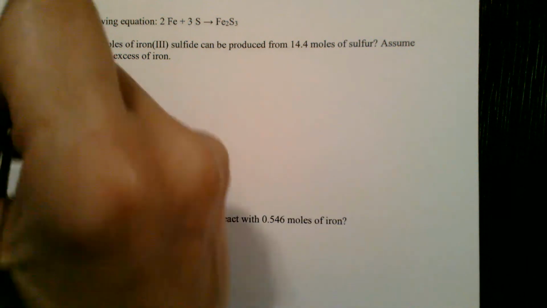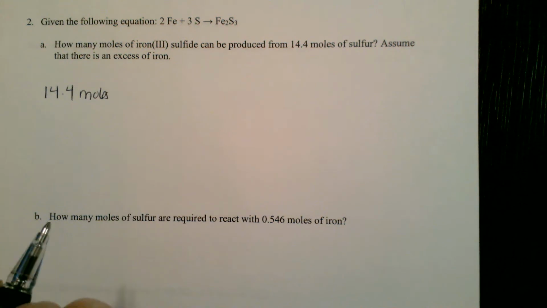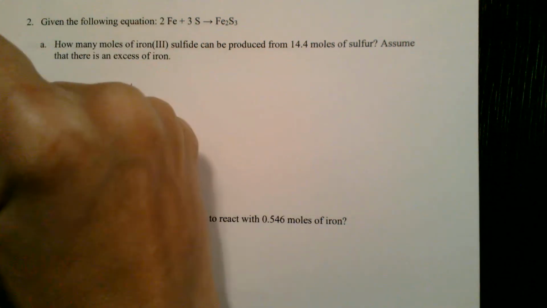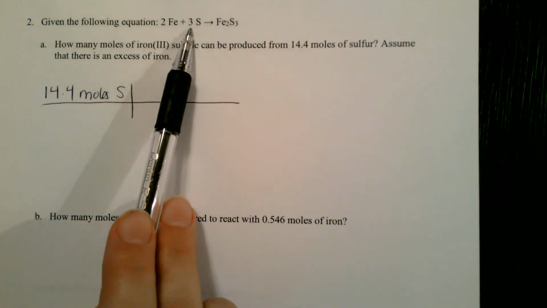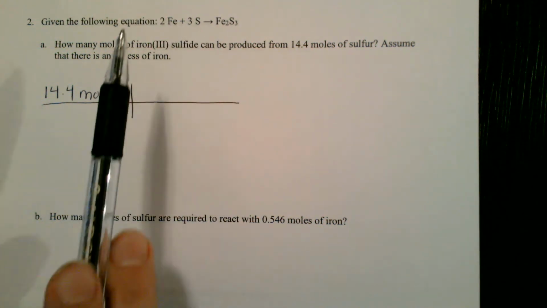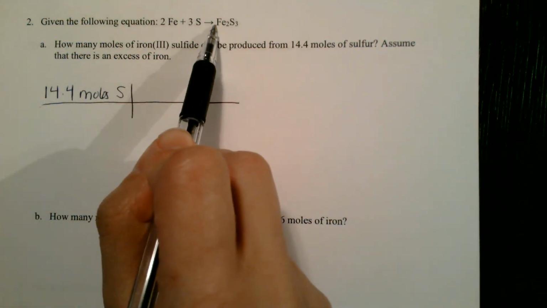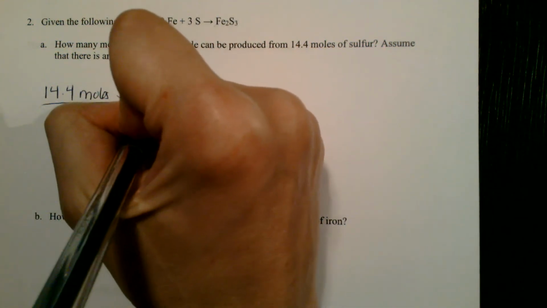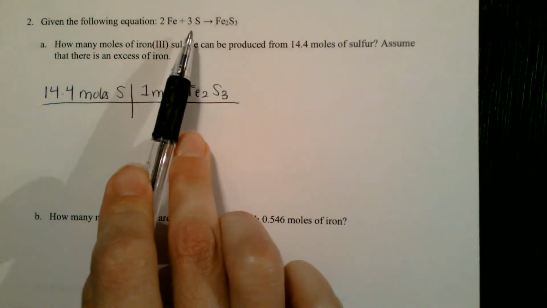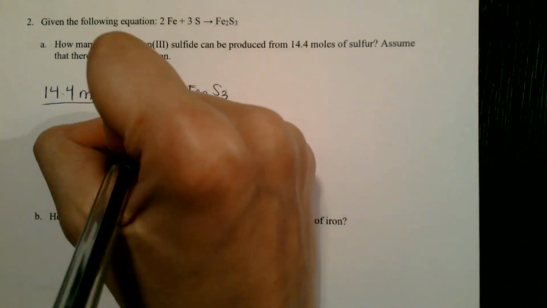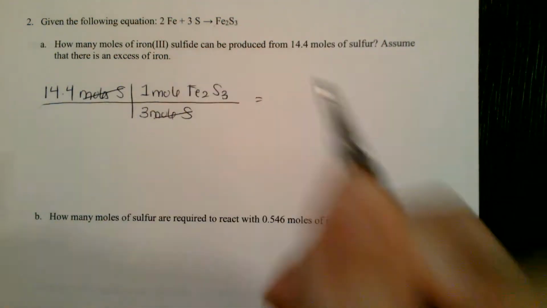Okay, so we're going to start with 14.4 moles of sulfur. So now we're going to take our moles of sulfur. We're going to build a mole ratio between sulfur and our iron 3 sulfide. So we are solving for iron 3 sulfide, so we're going to put that in the numerator. So we have no coefficient here, so we know it's a 1. So we have 1 mole of Fe2S3. And then for our sulfur, we have 3 for every 3 moles of sulfur. So moles of sulfur cancels with moles of sulfur.